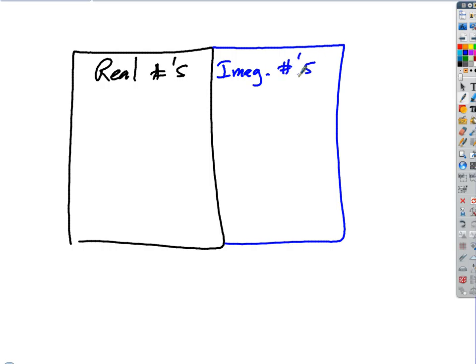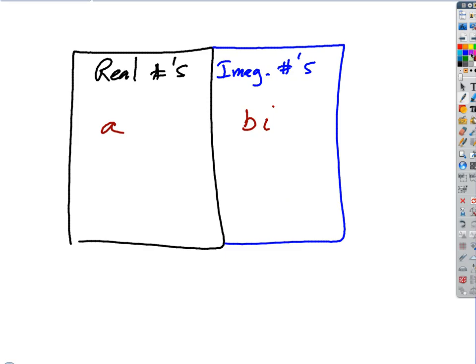Imaginary numbers are numbers that can all be written, well, in what form could I write all imaginary numbers? Something times i, right? I could write them as a real number times i. Does that make sense? So all of these over here we could write as something like a, where a is just any real number. All of these over here we could write as b times i, where b is real, but i is that imaginary unit. Does that make sense? Okay.